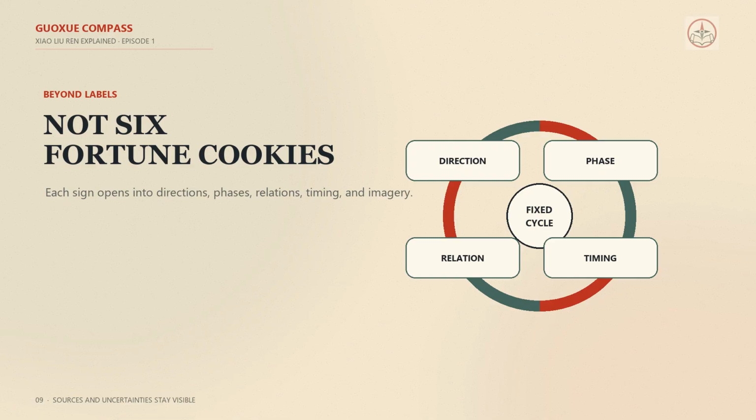We will explore the 6 signs in detail in Episode 3. For now, remember the sequence as a 6-stop wheel, not as 6 unrelated fortune cookie messages.